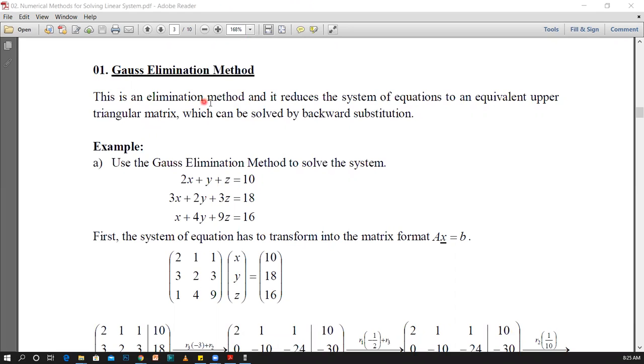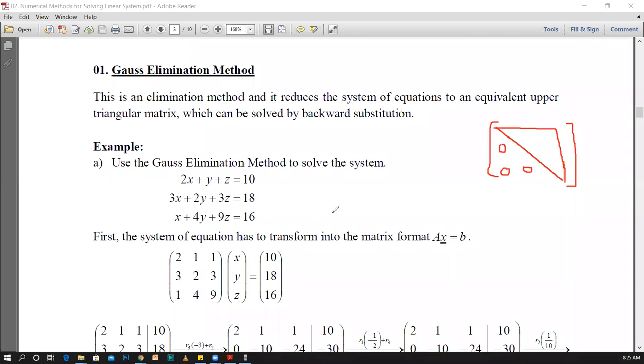This is an elimination method and it reduces the system of equations to an equivalent upper triangular matrix. Here we must get a square matrix for the coefficient matrix, and if this is the main diagonal, then all the elements below the main diagonal should be equal to 0. Then we say such a matrix is an upper triangular matrix.